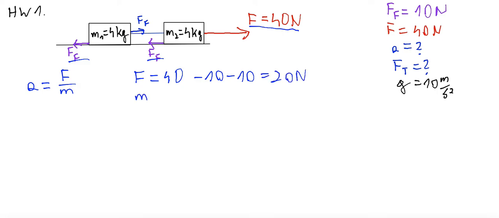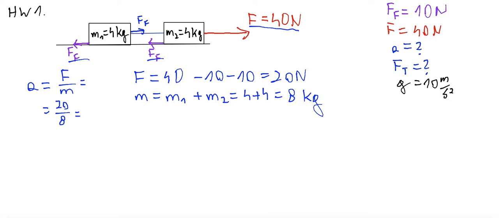Okay, and the mass. The system contains two objects of masses m1 and m2, each equal to 4 kilograms. 4 and 4 is equal to 8 kilograms. So the acceleration of the object is 20 newtons divided by 8 kilograms, which results in 2.5 meters per second squared. Okay, so we have the acceleration of the system.